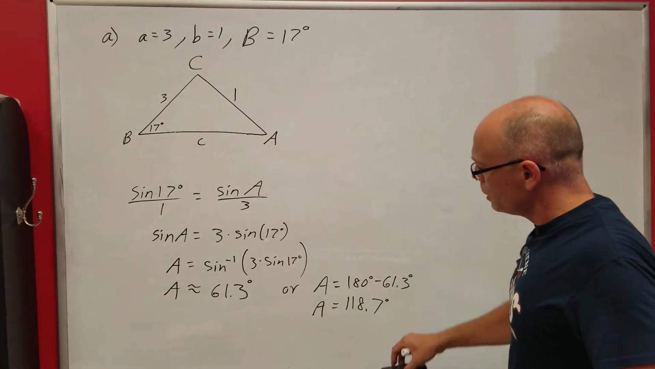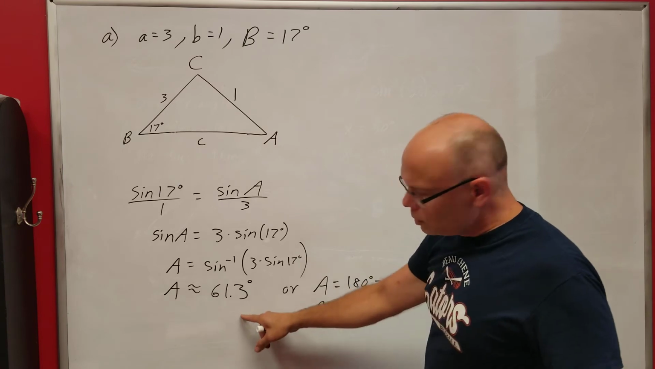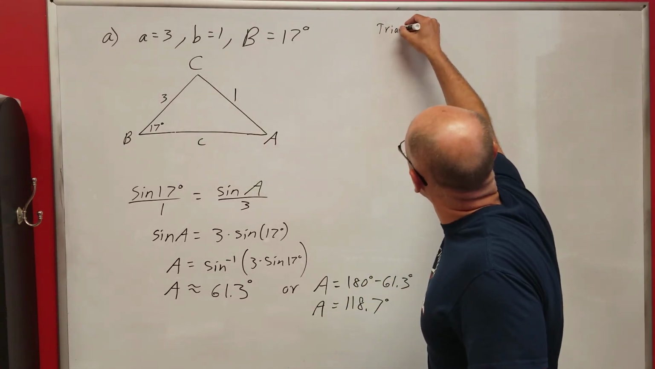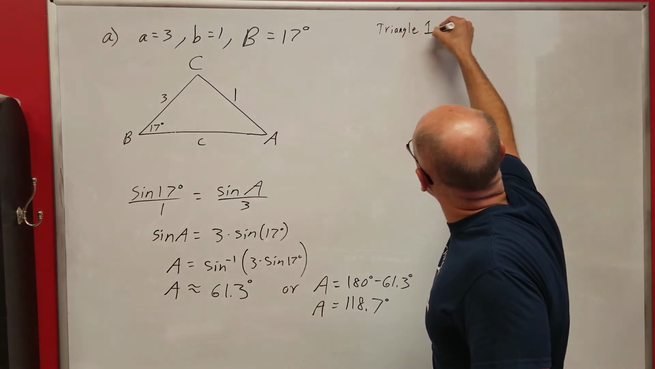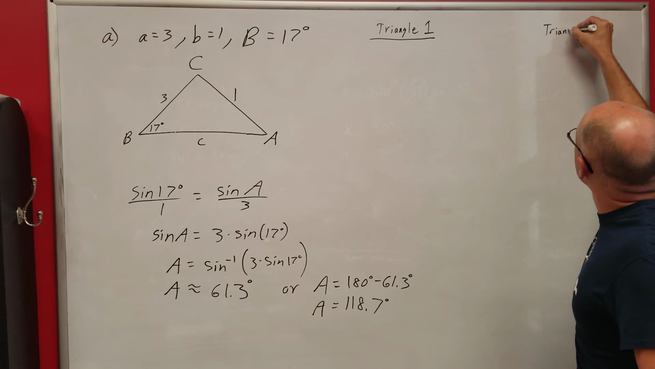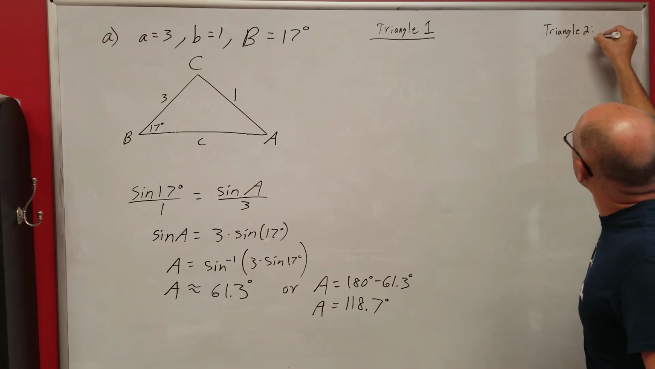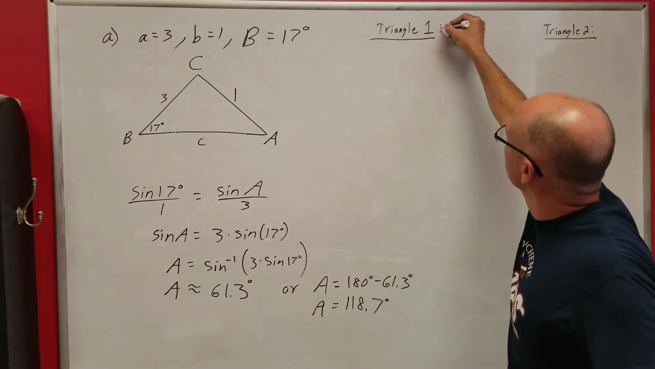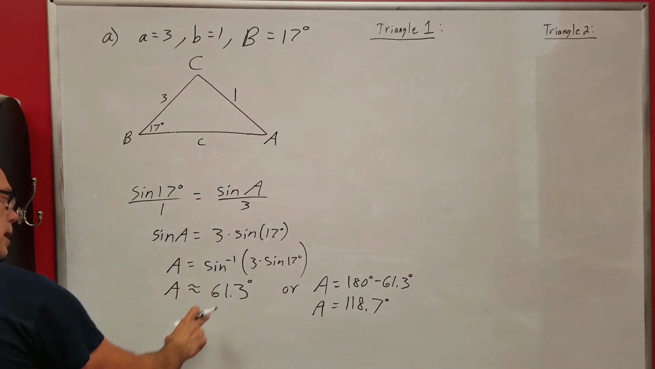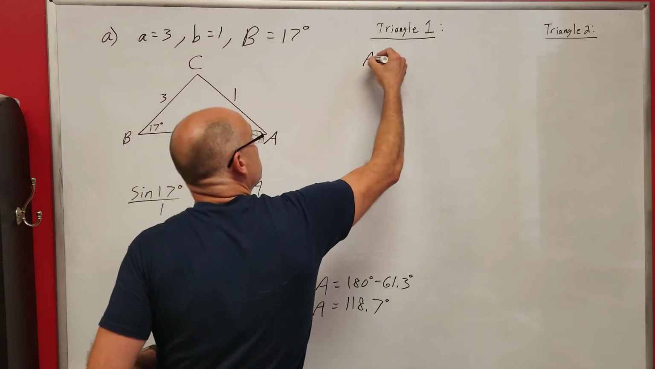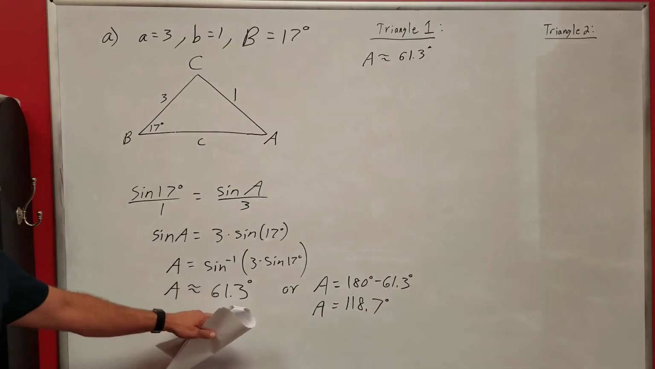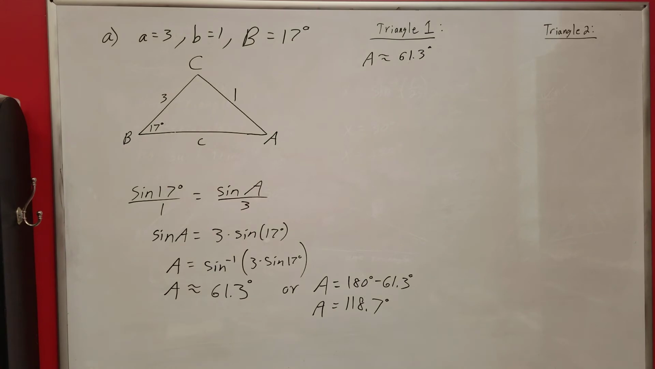All right, so what I'm going to do is I'm going to look at this as being two different triangles. I'm going to say triangle 1 and triangle 2. All right, so let's start out with triangle 1. And for triangle 1, we're going to say A is approximately 61.3 degrees.